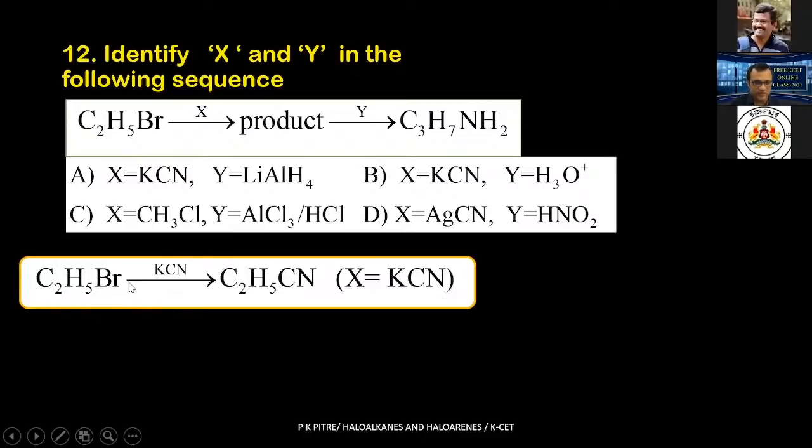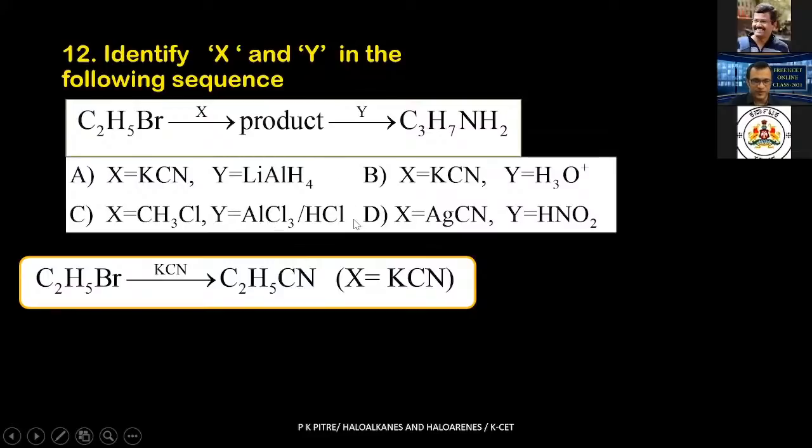Look, ethyl bromide, when treated with KCN, you are getting ethyl cyanide. 1 carbon atom increased, which is what we actually want. The intermediate product that is formed is this ethyl cyanide with the help of KCN. So options C and D are out of the question. It can be B or it can be A. Let us see what is the right option. Now you have to convert this cyanide into your amine. What are you going to do? No hydrolysis. If you do hydrolysis, you will get an acid.